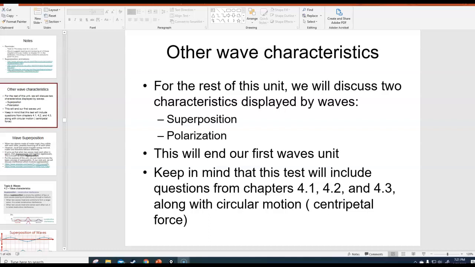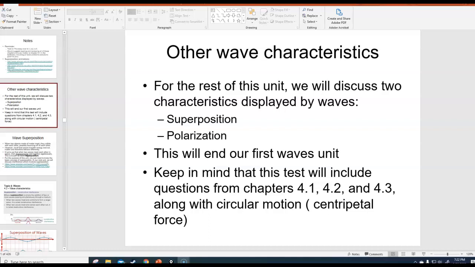Okay, and so in this video we're going to finish up this unit, or at least start finishing up this unit, by talking about the last two wave characteristics, and that is superposition and polarization. Now, both of these are important in their own right. I'd say between the two, superposition is probably a little bit more important, or at least it will be in the next unit that we're going to do.